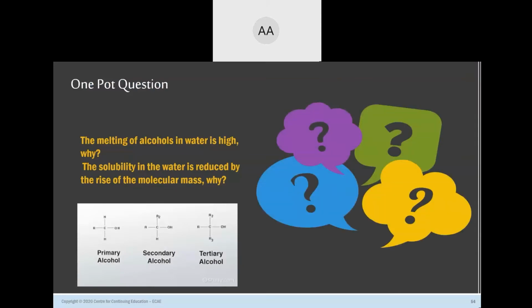The melting of alcohols in water is high. Why? Why is the melting point of alcohols in water high? Is that a correct statement? Someone correct me. Someone in the group today. The solubility, the melting point of water, of alcohols in water. So the solubility in water is reduced by the rise of the molecular mass. Who can tell us why?